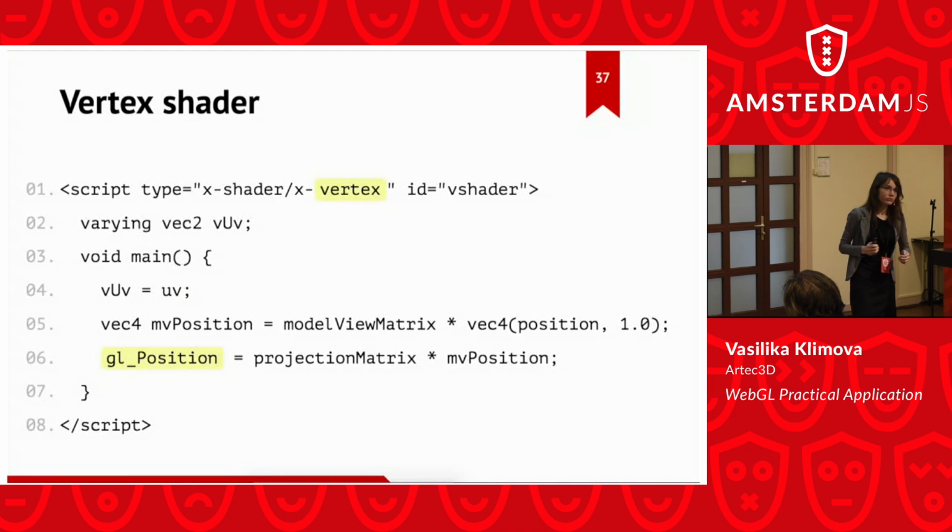Okay, Vertex shader. Notice that if you use this value for the type attribute of the script, x-shader/x-vertex, you should not write shader code in strings. It's more convenient for us. Here we calculate GL position, and each shader was written for Three.js. That's why we have an already calculated model view matrix and projection matrix and all these complex things. And in the end, we calculate just a GL position for each vertex.